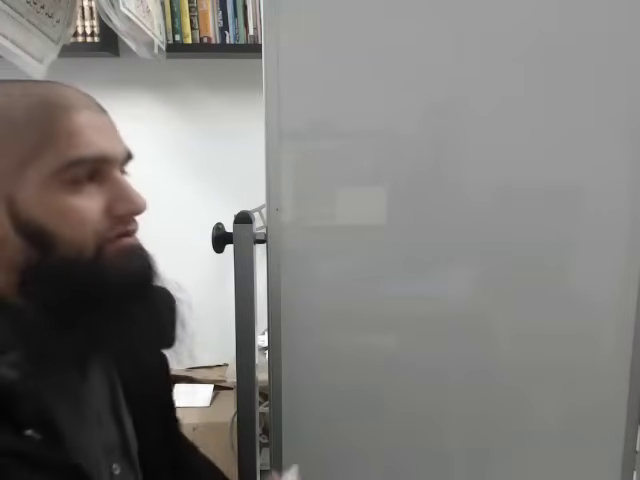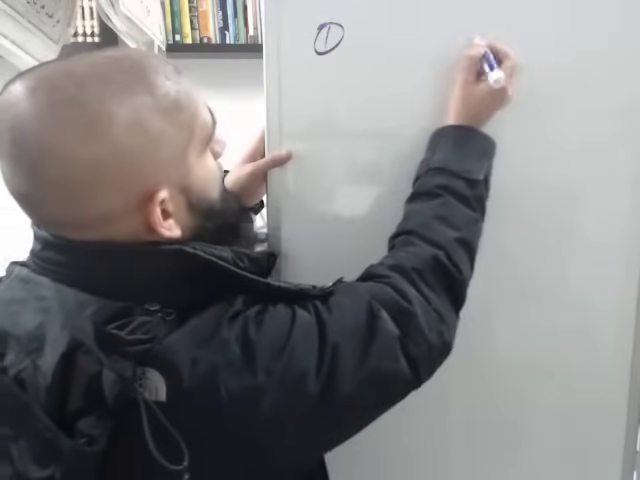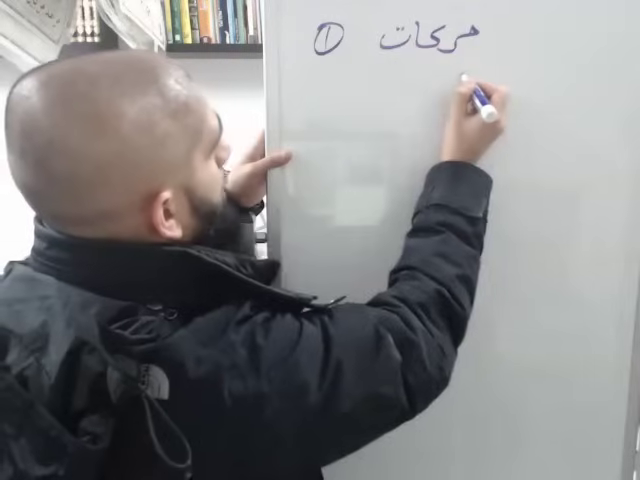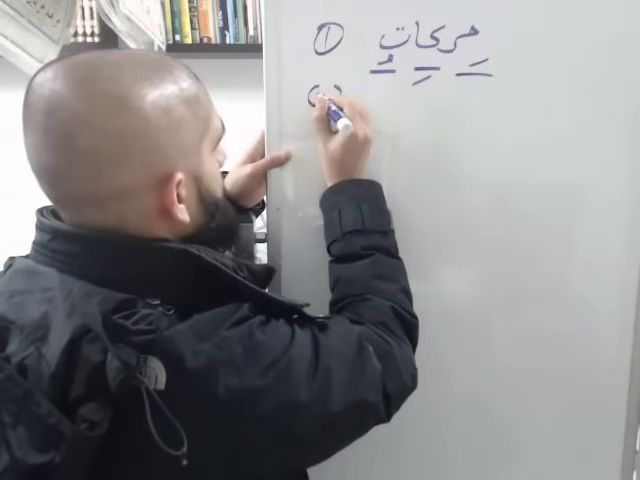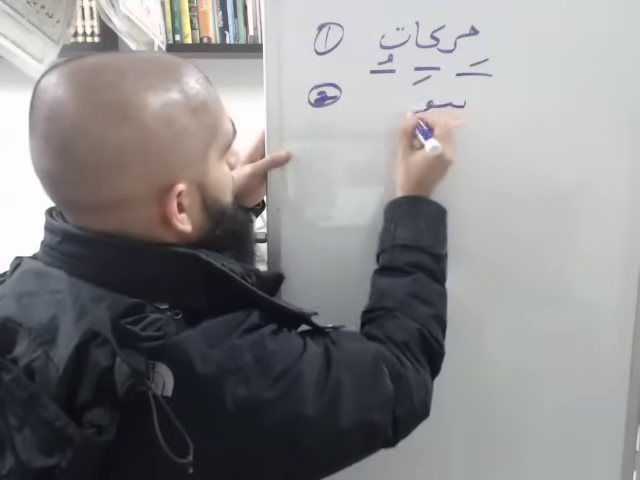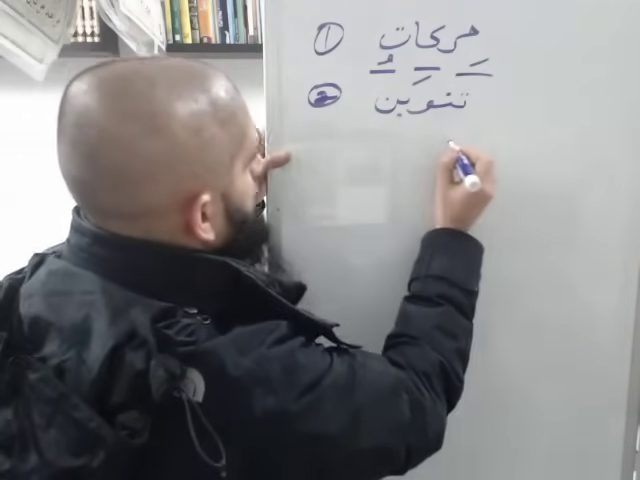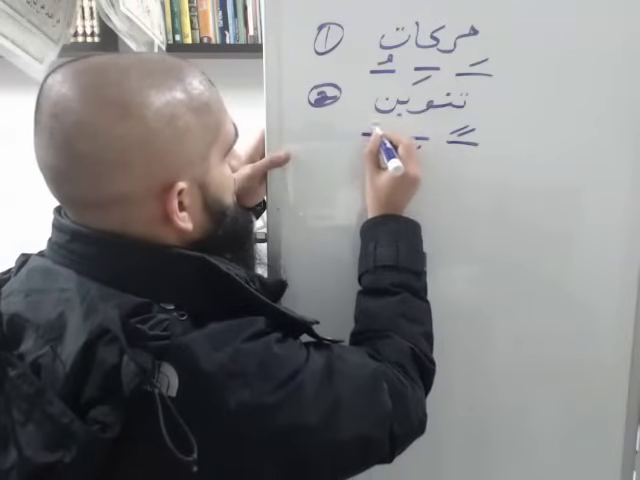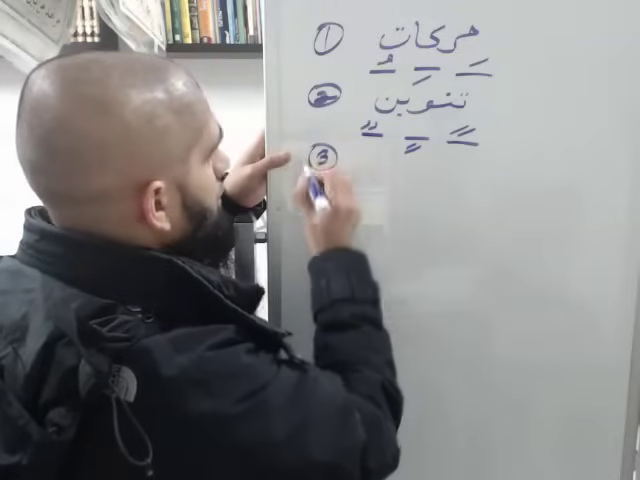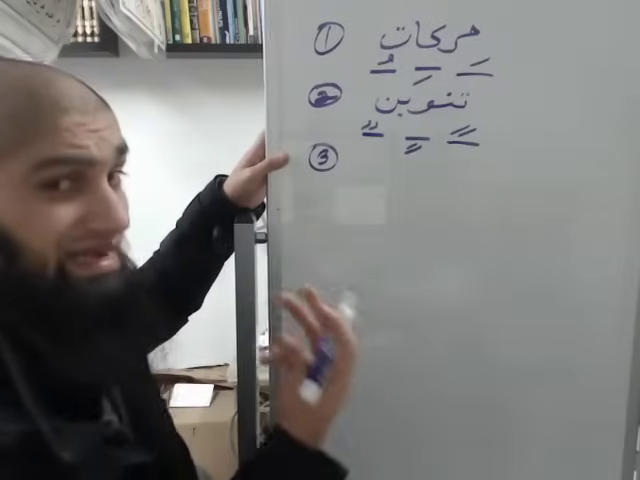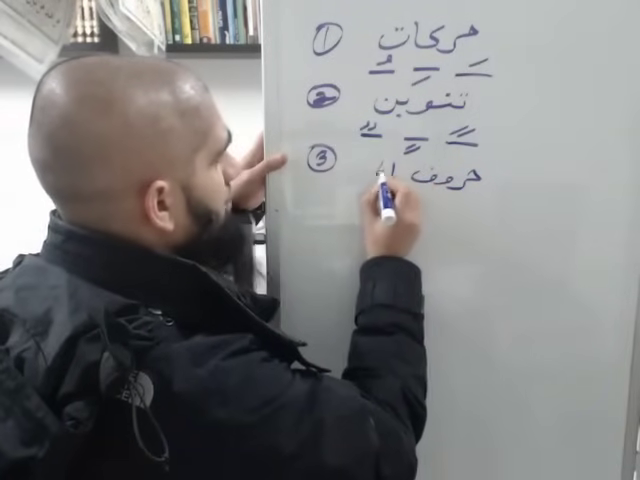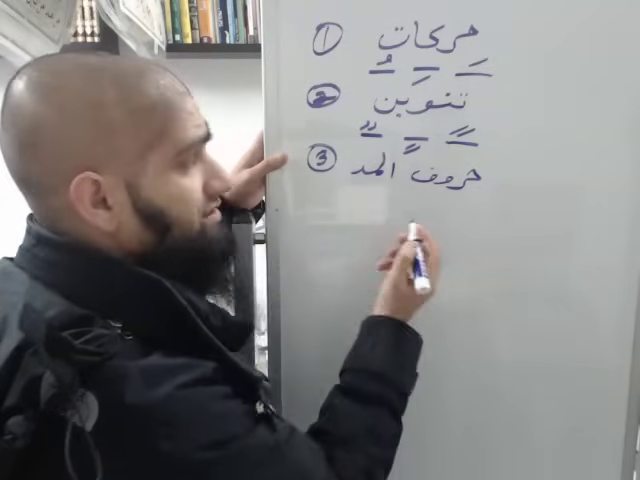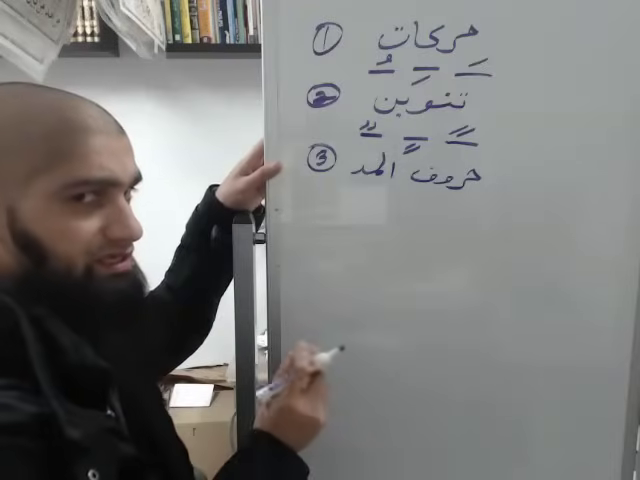Before we move on, let us recap what we had covered up until now. We covered harakat, which are vowels: fatha, kasra, dhamma. Number 2, we covered tanween, which is the implied noon: fathatain, kasratain, dhammatain. After that, we took exercises on that, and then we moved on to something called huroof-ul-mad, the letters of mad, the stretch letters, which we mentioned one form of last time.